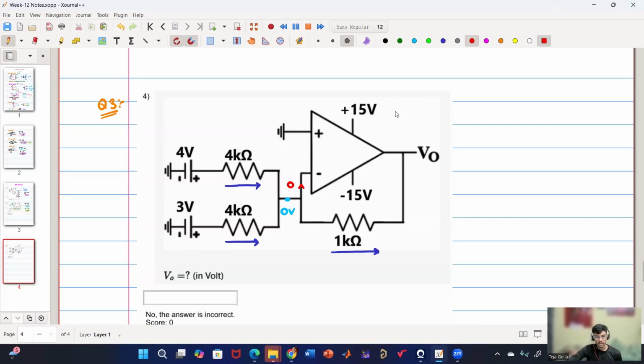So what will be the equation for KCL? Four by 4k plus 3 by 4k equals 0 by 1k, 0 minus V0, right? Yes, sir. Okay, now can you solve for V0 and let me know what is the value of V0?